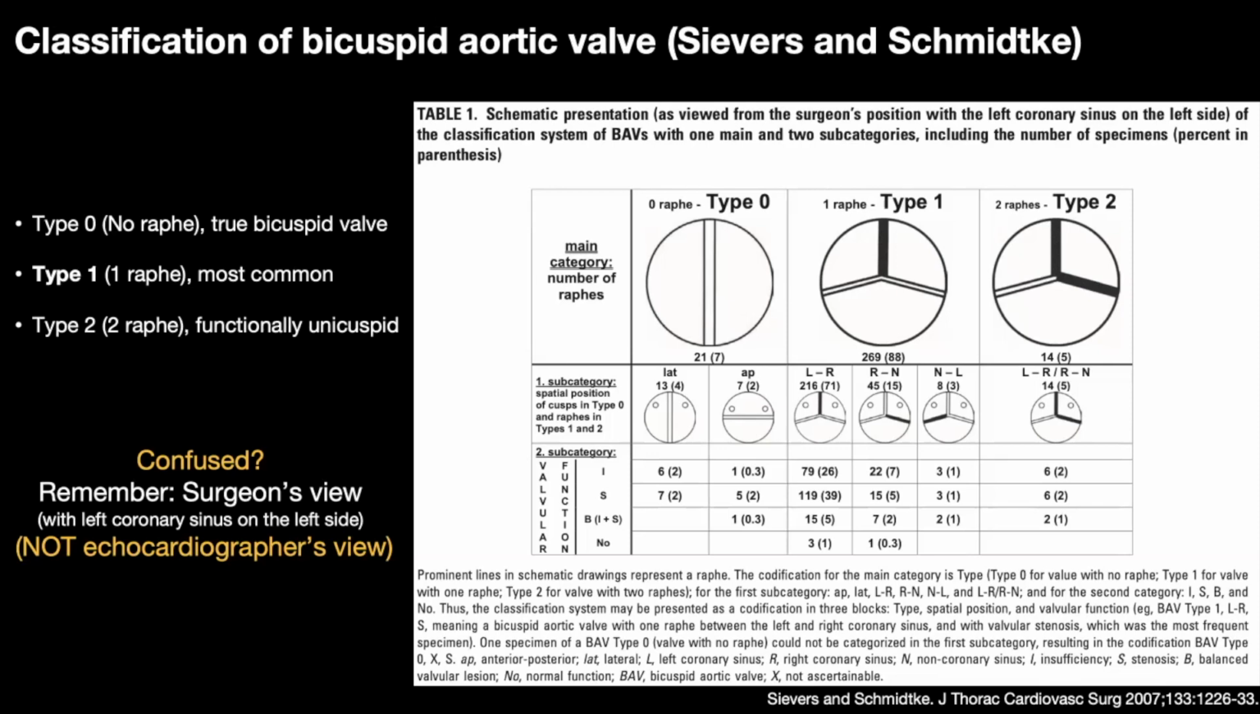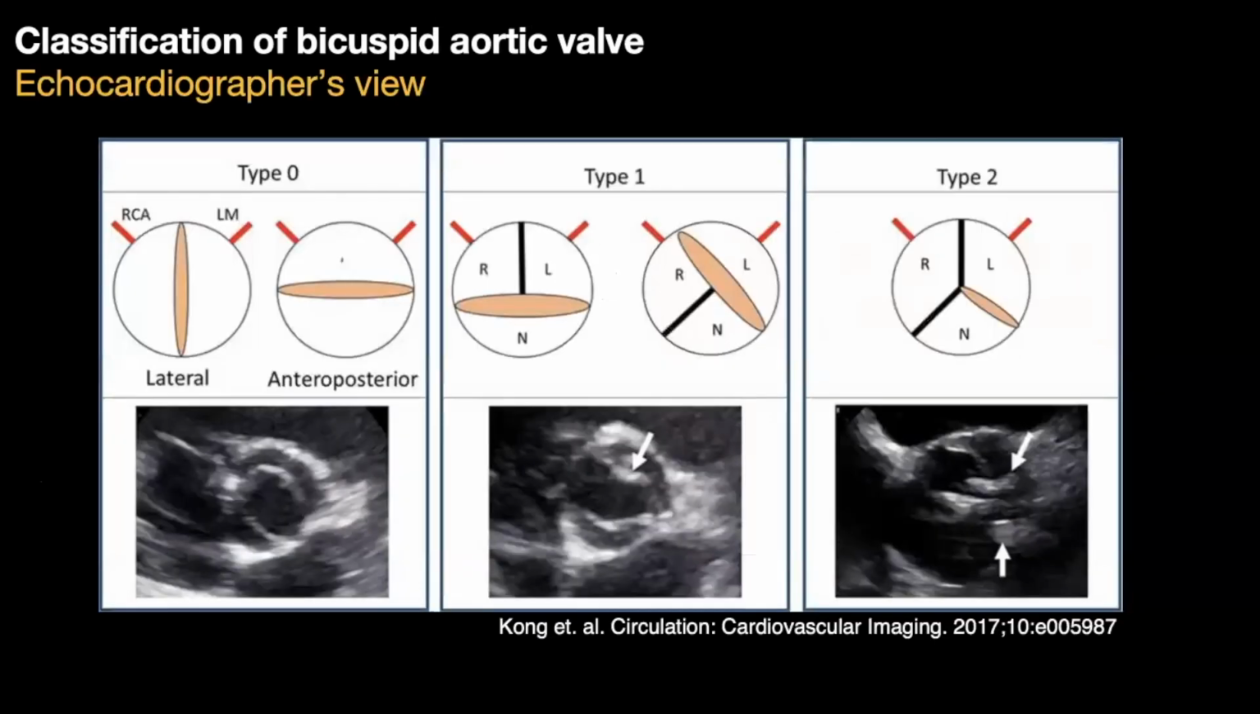Now, if you're looking at this picture and saying, wait a minute, that orientation is a bit different from the illustration you showed me on the slide before, that's because this is the surgeon's view. So not to get confused, this has the left coronary sinus on the left side, not the echocardiographer's view that we see in parasternal short axis. To put this in perspective, this is a figure from Kong et al., which takes that same Sievers classification but reorients it the way we are more used to seeing, with the orientation of the right, left, and non-coronary cusps. And this shows, again, the opening that is expected.